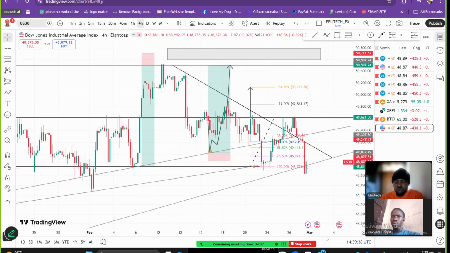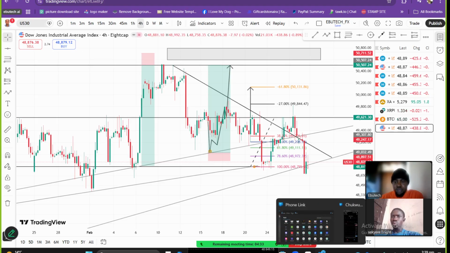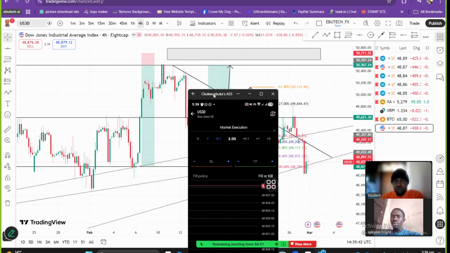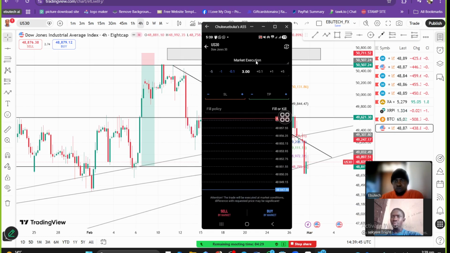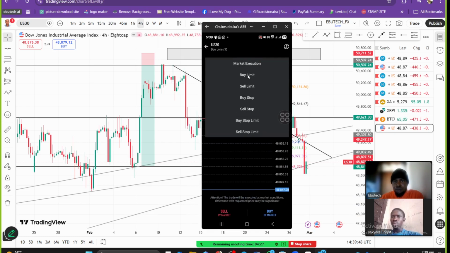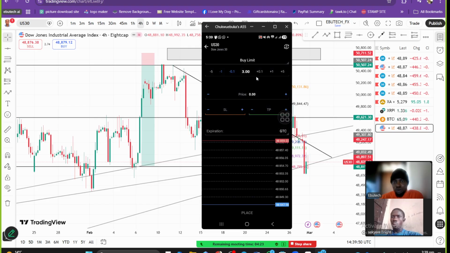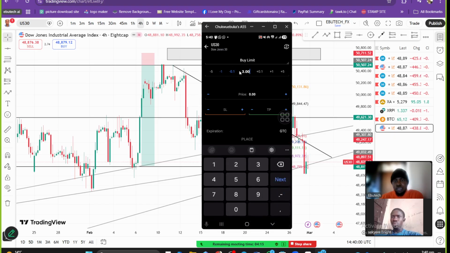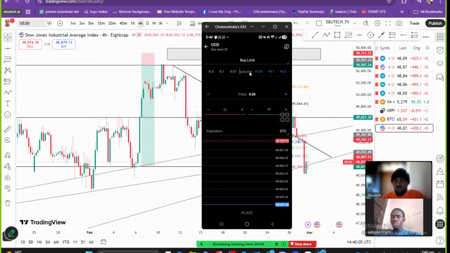So now what do you do? You come to your phone, come to buy limit. You click on buy limit. You want to set an order. Then you come here and choose the lot size that you want to use. The amount of money you want to risk depends on the lot size you are going to use, and depending on your capital.